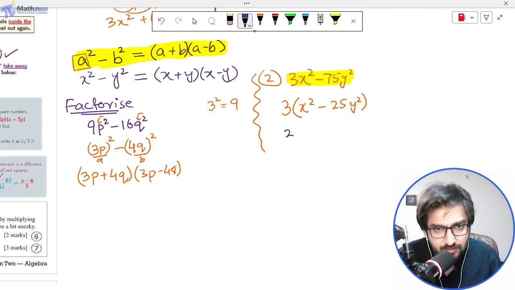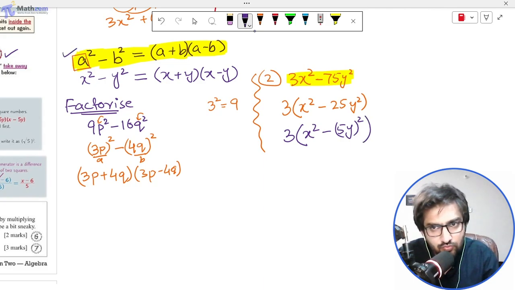So let me write 3 there. Now x square is already x square, so no need to change. But 25 I can write as 5y whole square in order to make it like this formula. So I will keep 3.